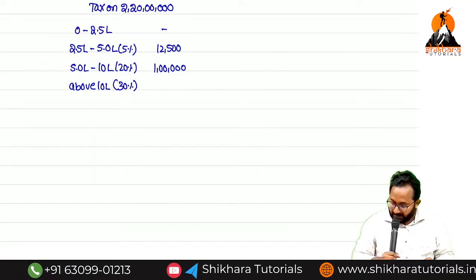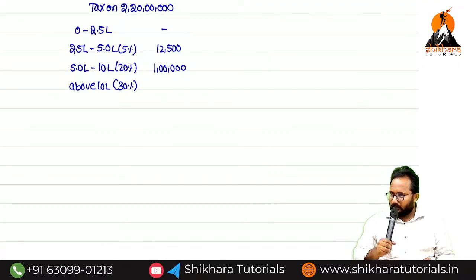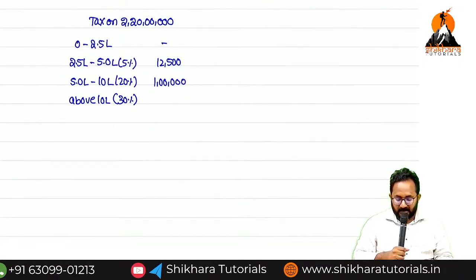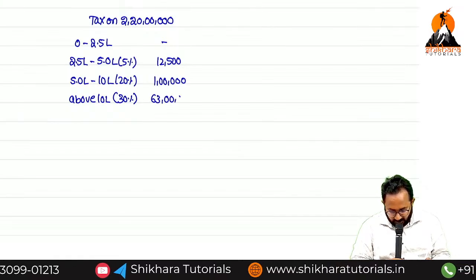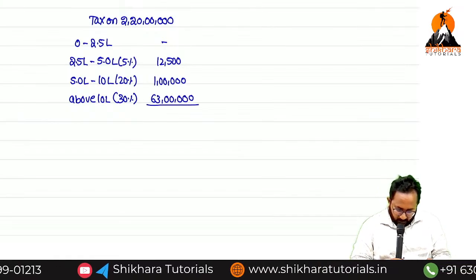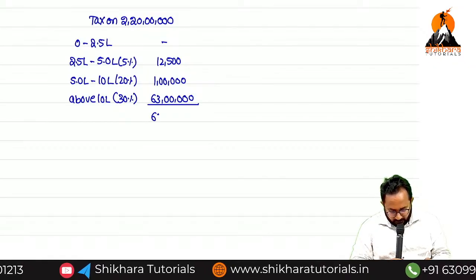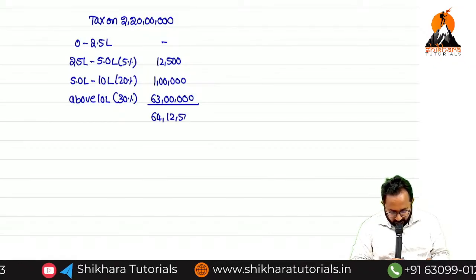2 crore 10 lakh, right? 2 crore 10 lakh is there, above 10 lakh. On that 30%, how much? 63 lakh. Please calculate income tax liability: 64 lakh 12,500.